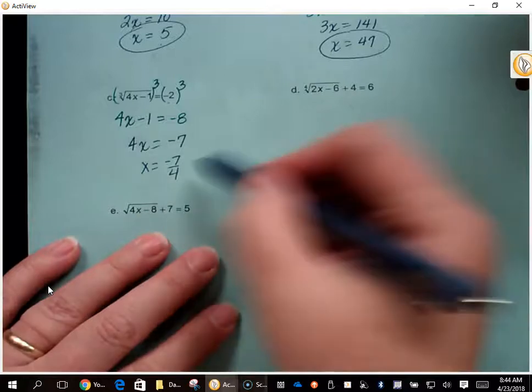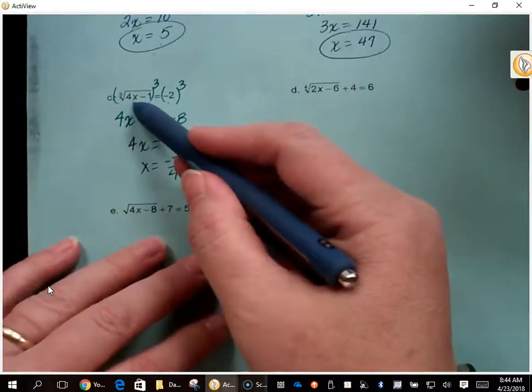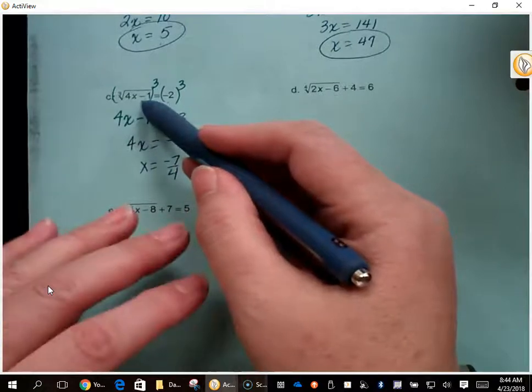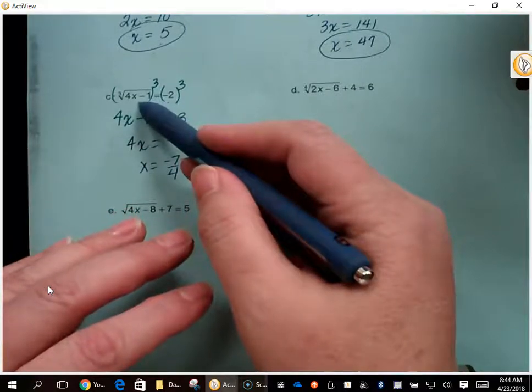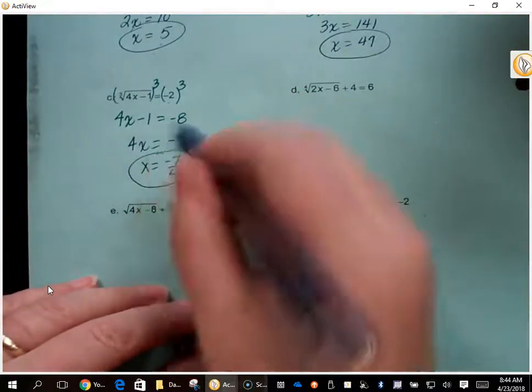So now we check that. -7/4 times 4 is -7. -7 minus 1 is -8. What's the cubed root of -8? -2. So we're golden, like the arches.